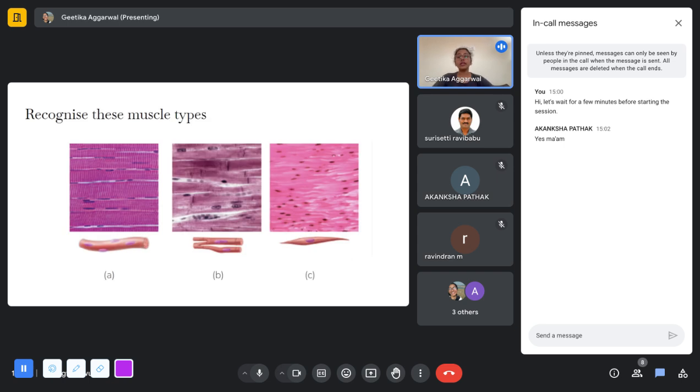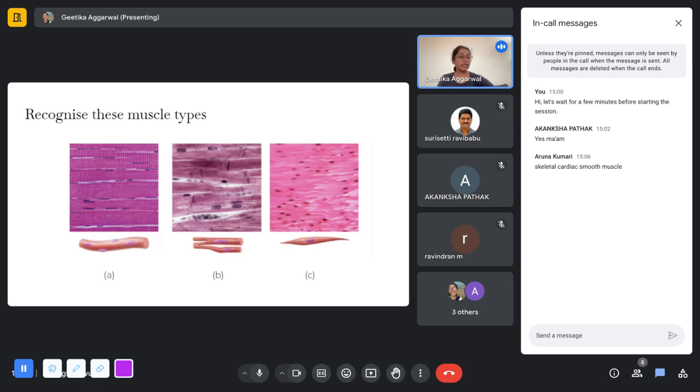Moving on to these three different muscle types that are broadly discussed when discussing the muscle system. So, can you guys tell me by looking at these images what are these three different types of muscles that are found in our body? Can you identify A, B, and C? Skeletal, cardiac, and smooth. Correct, you're correct.